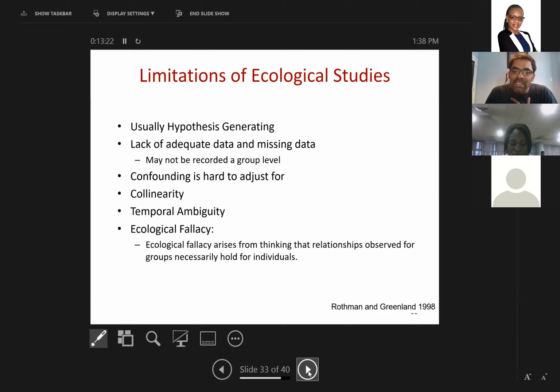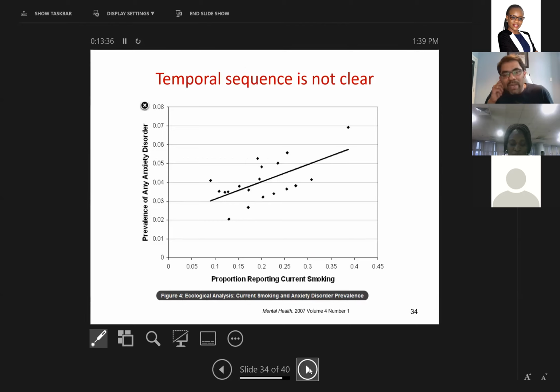And then there's ecological fallacy, which arises from thinking that the correlation you observed at the group level, country level, is also necessarily true at the individual level. Okay, that's called ecological fallacy. And I'm going to try and show it to you in a graphic way in a second.